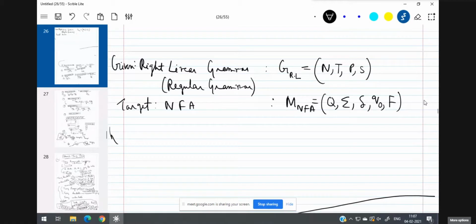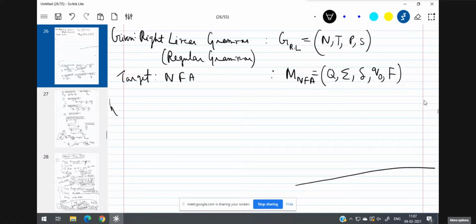Now, from this given right linear regular grammar, we're going to construct the NFA. Certain rules are there. This is given, and from this we have to construct this. So from the information provided to us, we should fill in this Q, this transition function, and so on. That is our target. Now, Q will be equivalent to N.